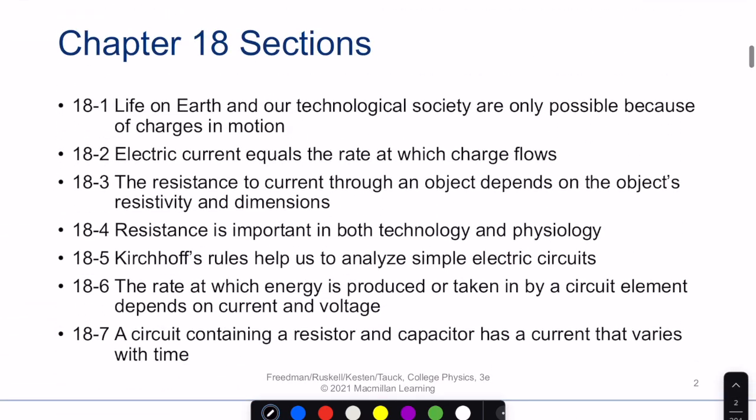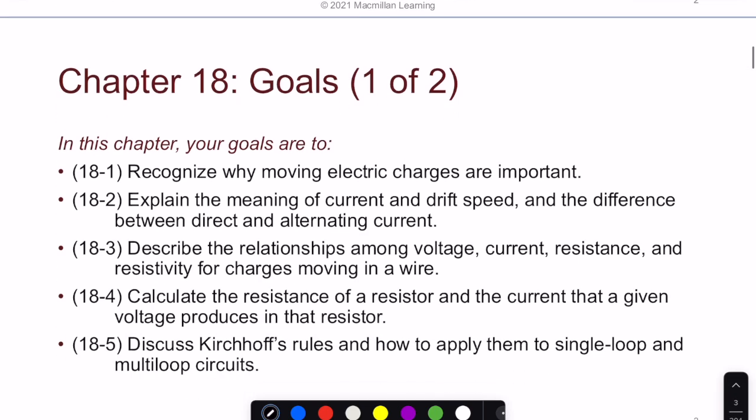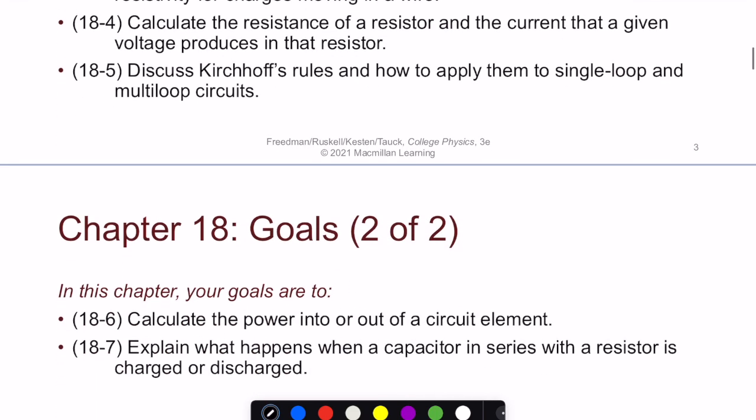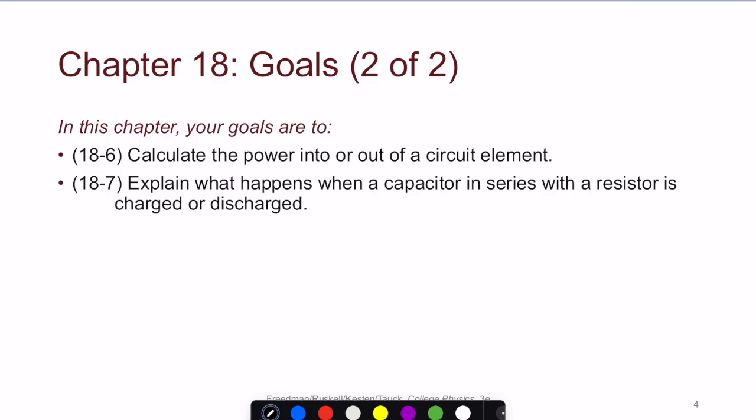So in this chapter, we're going to be covering all the sections, and the goals of this chapter are to understand why these moving charges are important to us. That's going to be pretty easy because all of our technology relies on moving charges. We're going to also look at the meaning of current and drift speed, and also examine the relationships of voltage, current, and resistance. We're going to look at some rules to help us analyze circuits, and we're going to analyze a circuit that has both a resistor and a capacitor in it.